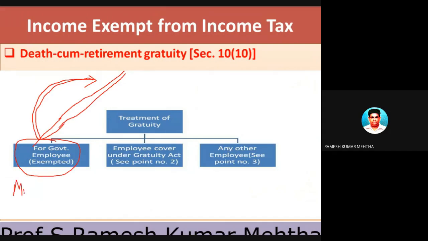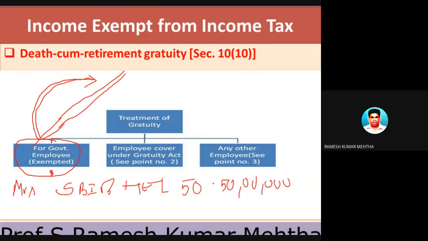For example, Mr. X is working in State Bank of India or BHEL and is retiring after putting in a service of 50 years, and is receiving a lump sum of 50 lakh rupees as gratuity from the central government. This 50 lakh rupees is fully exempted from tax. But what about private employees? Treatment of gratuity received by private employees falls under two categories: employees covered under the Gratuity Act and employees not covered under the Gratuity Act. Let's look at the provisions.